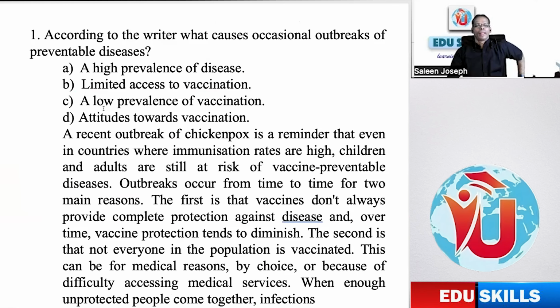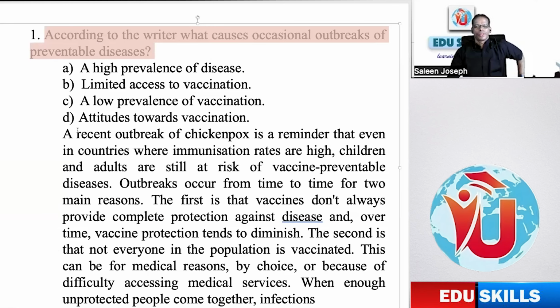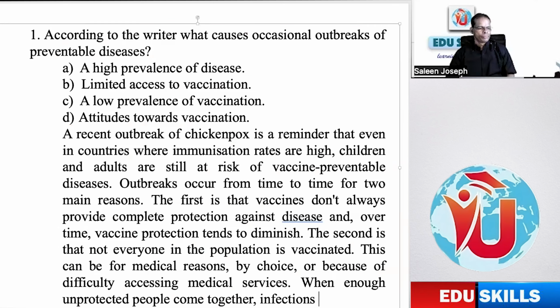Okay, now let's look into one more question. Listen. According to the writer, what causes occasional outbreaks of preventable diseases? A. High prevalence of disease. B. Limited access to vaccination. C. Low prevalence of vaccination. D. Attitudes towards vaccination.